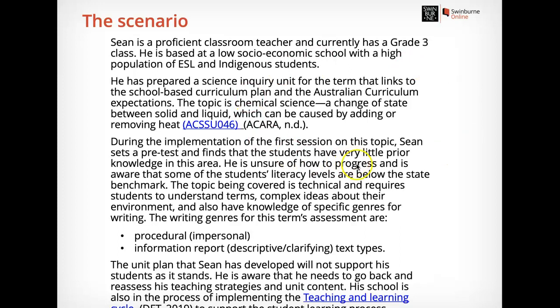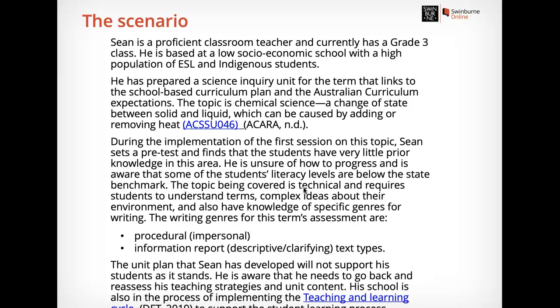So bearing all that in mind, Sean knows that after he's conducted his pre-test, some of the kids don't quite have the skills to be able to cope with what he has planned in this inquiry unit. He's realized that some of their knowledge is very poor in this area. He is unsure of how to progress and is aware that some of the students' literacy levels are below the state benchmark.